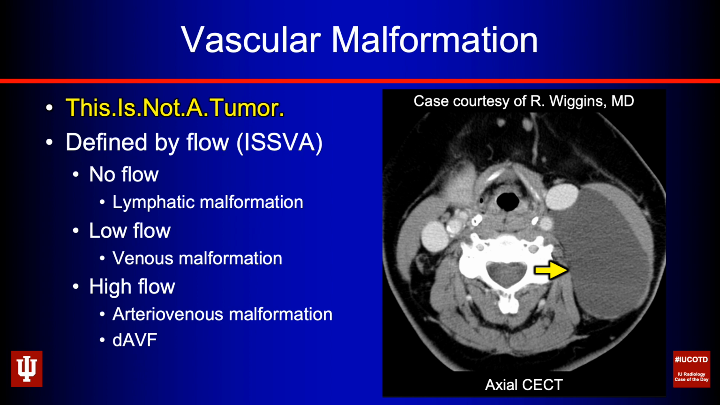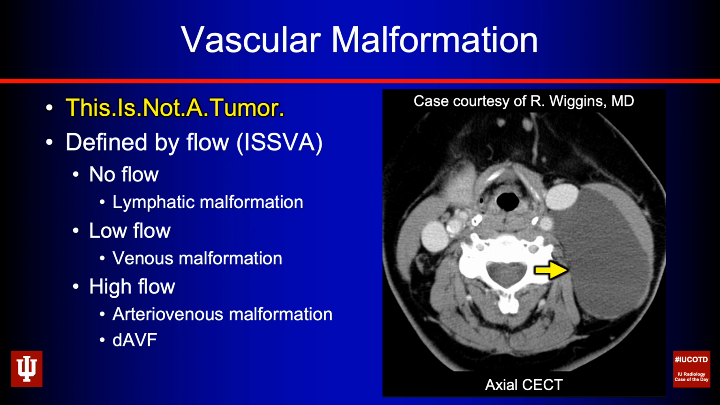Okay. This one had no enhancement. This one had no flow. This is a case lent to me by Rick Wiggins. This is a large lymphatic malformation in the posterior cervical space. The ISSVA has really done a good job of defining what these are. I think every trainee out there needs to go to the ISSVA website, just read over the nomenclature. Words matter. We need to make sure we're reporting these accurately to our referring clinicians.